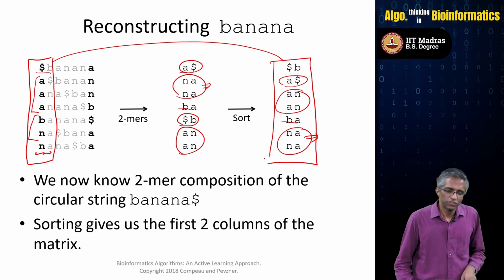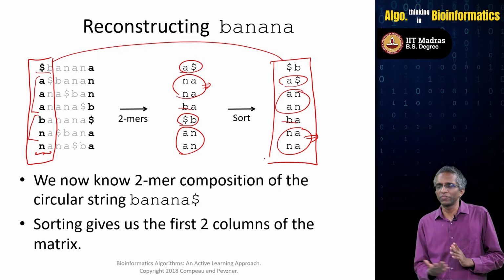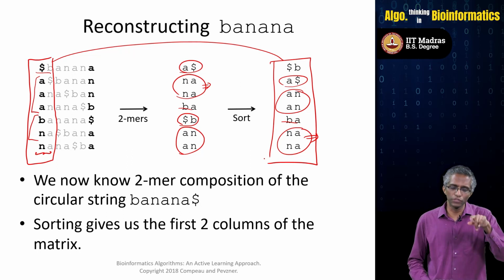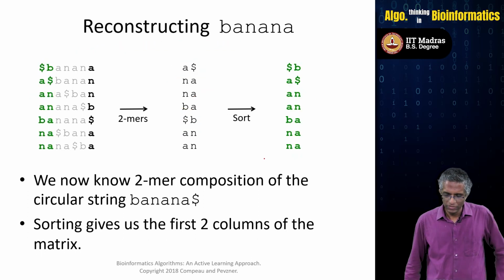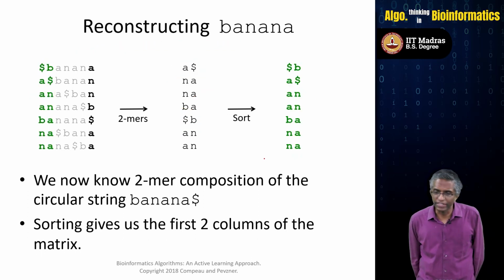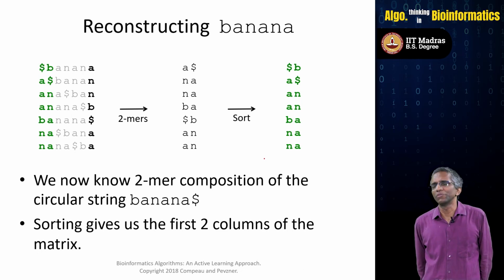So now I have increased the visibility. I've reduced the number of hidden columns by one more, and I know the first two columns and the last column. So all of these are identical. And you just have to iterate this procedure.